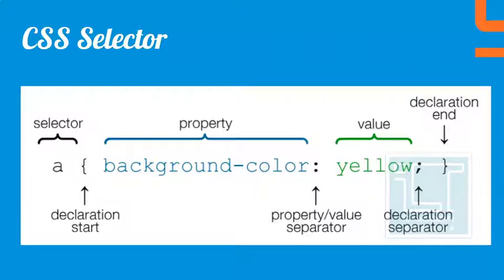All selectors will have a selector name, starting with the tags which are represented in HTML. That can be an anchor tag, the A tag, a paragraph tag, the P tag, the heading tags like H1 to H6, the image tag, IMG, and likewise all the HTML tags. In CSS they are called selectors. A CSS selector starts with the selector name, followed by curly braces.